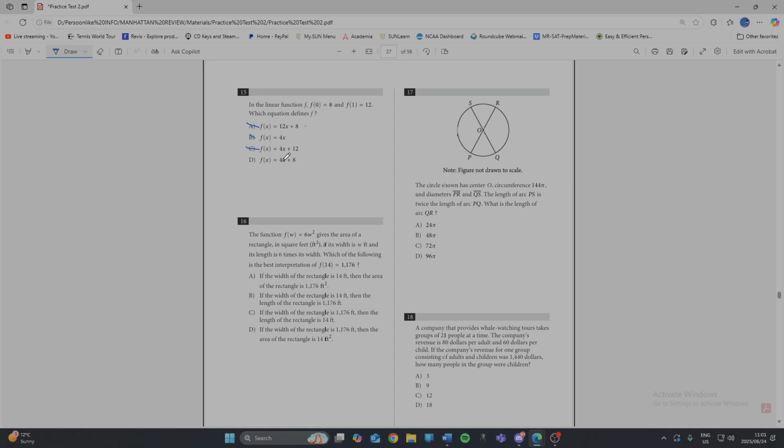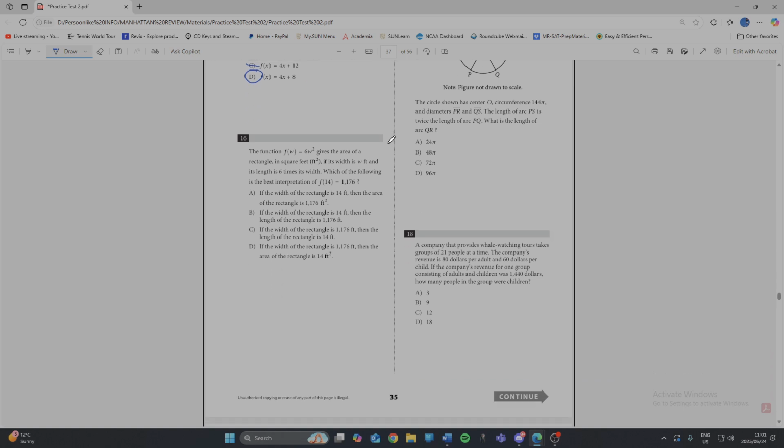If x is equal to 0, then 4 times 0 plus 8 equals 8, so it does satisfy the first equation. And then f of 1 equals 12, so let's say x equals 1. 4 times 1 equals 4 plus 8 equals 12, so it satisfies the second one as well, so D would be correct.